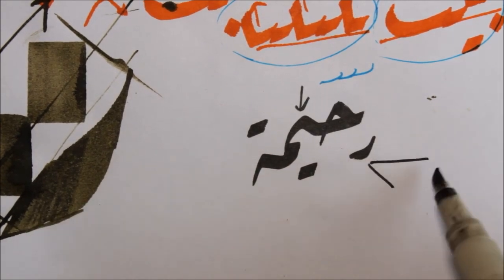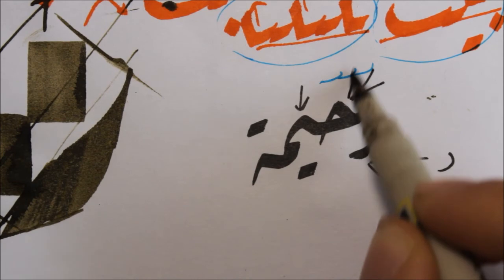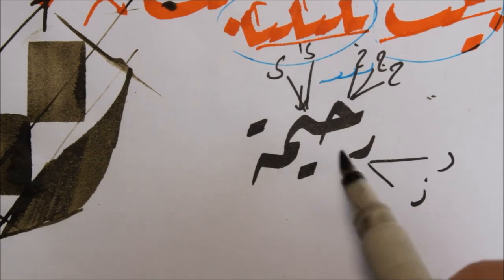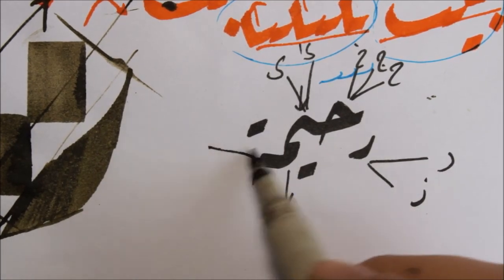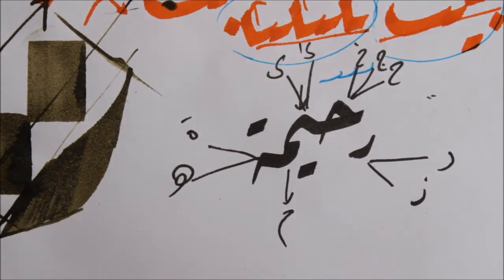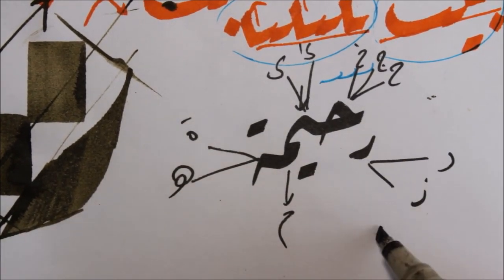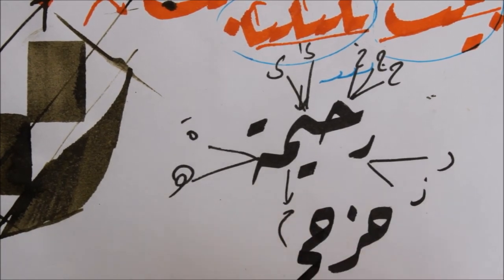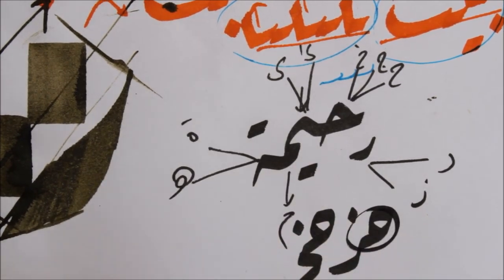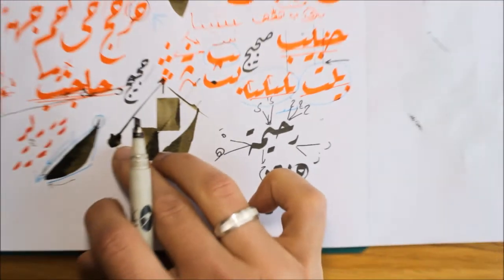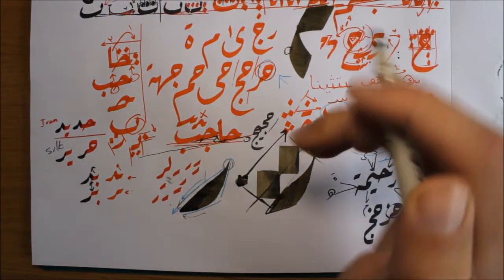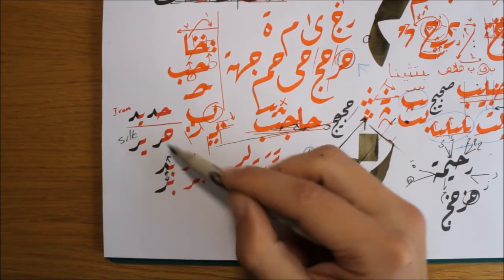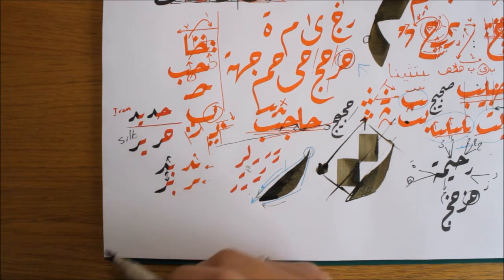So ra, we get ra and zain. Ha, we get ha, jeem, kha. Ya, we get ya and ya, alif maqsura. Mim is mim. Ta and ha and ha. So any of these letters coming after a ha, the ha changes its shape into this shape. We also talked about the dal and the ra. We have to memorize these two rules about them. With the dal we go up, with the ra we go straight.